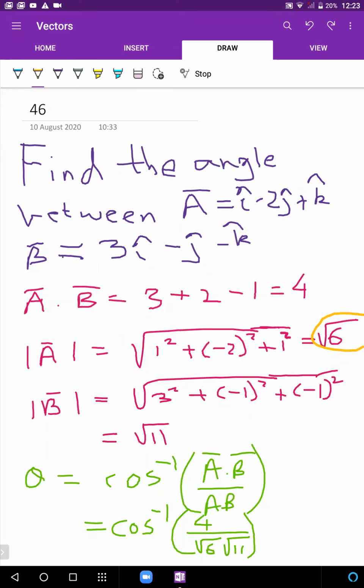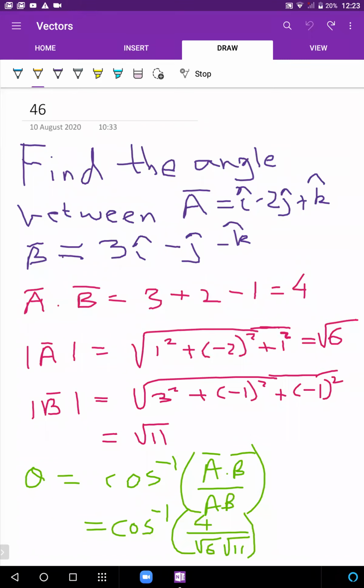What about the magnitude of B? Root of 3 square plus minus 1 square plus minus 1 square, basically root of 9 plus 1 plus 1. Ignore the signs, okay? You can ignore the signs while applying Pythagoras theorem. So root 3 square plus 1 square plus 1 square gives you root 11. The magnitude of B is root 11. So you have everything you need.